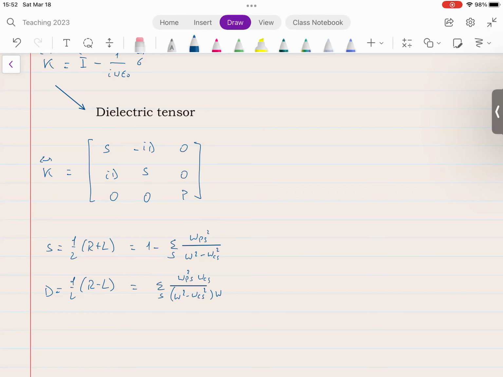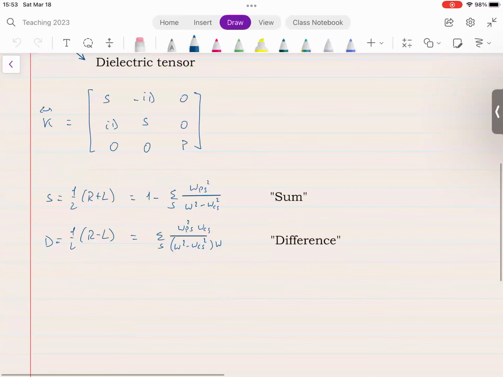I'm using the standard names for these quantities, and here's where they come from. This is a sum, R plus L, and this is a difference, R minus L. A legitimate question that I would expect some of you to ask is what are R and L? Well, you can get them from S and D. That's kind of silly. But they also have their physical meaning.